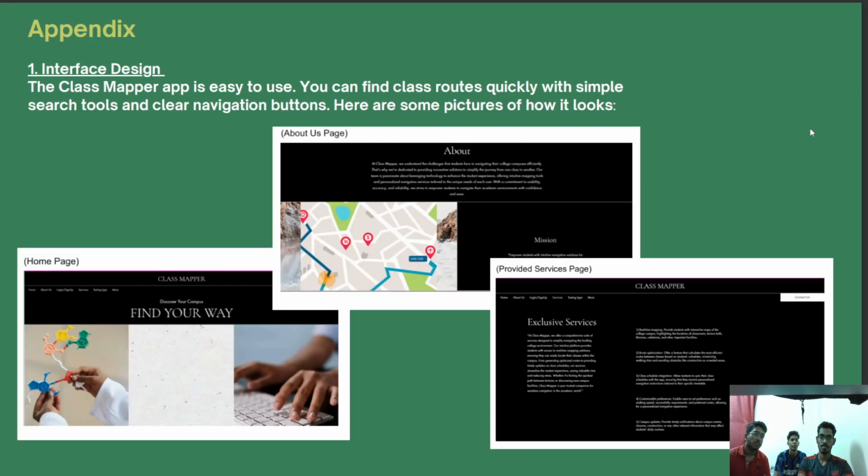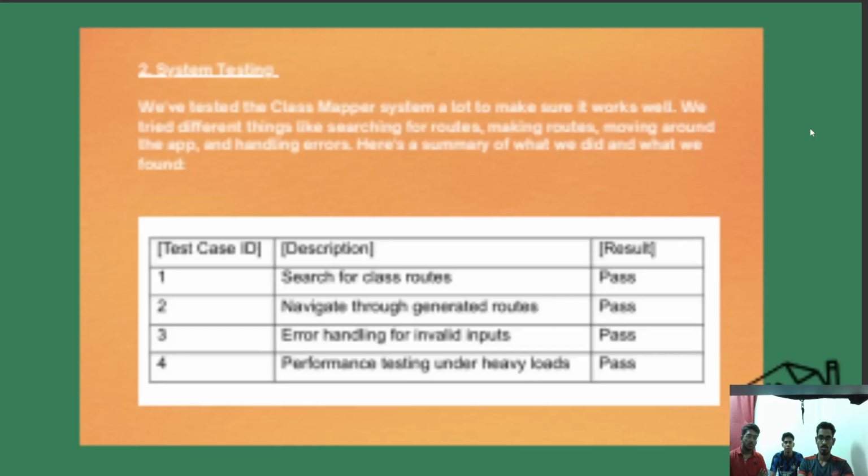Okay, so we have the appendix. First one is interface design. The Class Mapper app is easy to use. You can find class routes quickly with simple search tools and clear navigation buttons. Here are some pictures of how it looks. This is most likely a reference, and this will show how the app will look in the future.